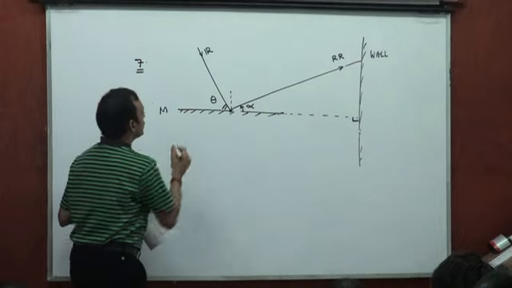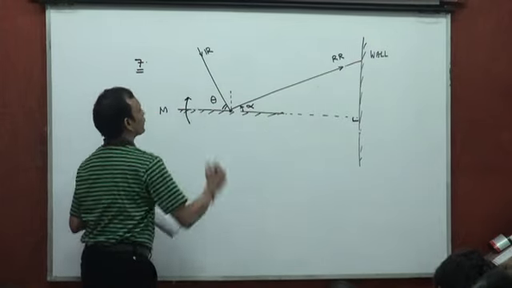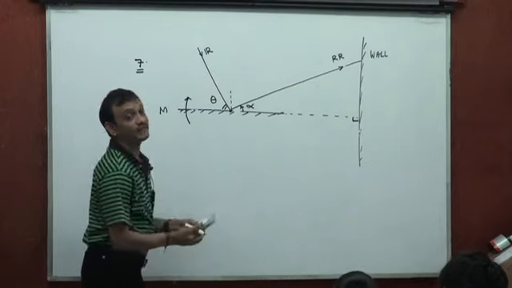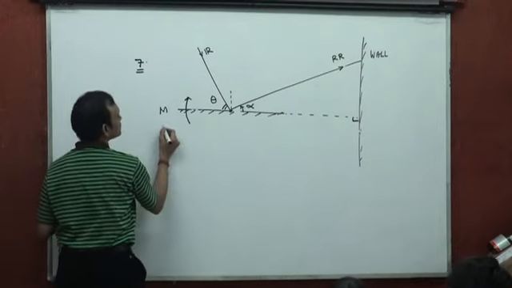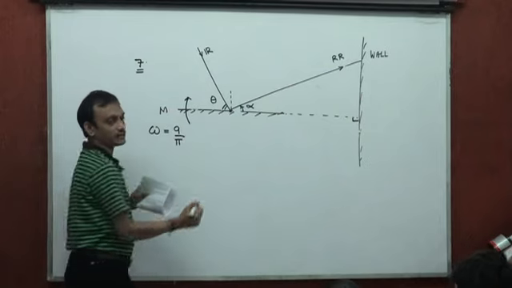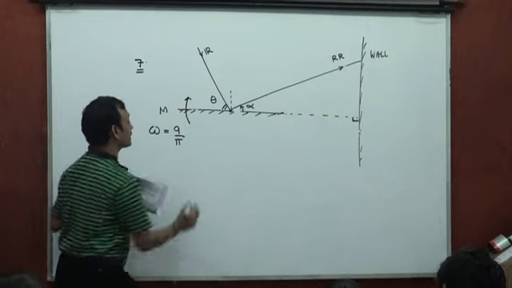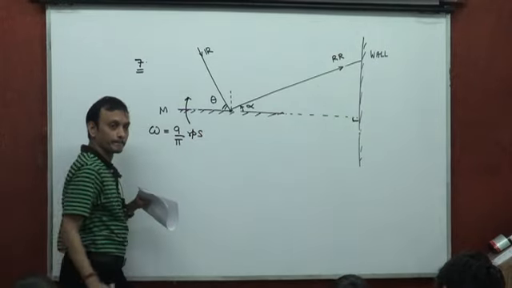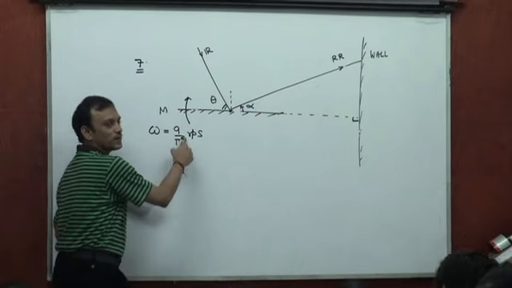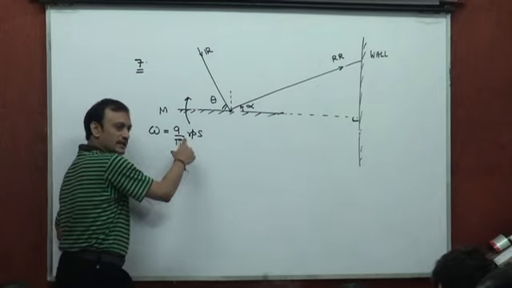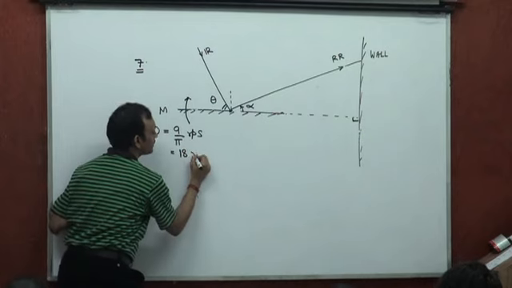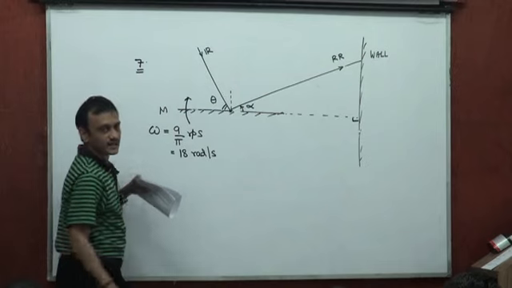Now, the mirror is rotated at the speed omega equal to 9 by pi revolutions per second, RPS. And revolutions per second means multiply by 2 pi, that will give you radians per second, right? Because each revolution is 2 pi radians. So multiply by 2 pi, so that's like 18 radians per second.